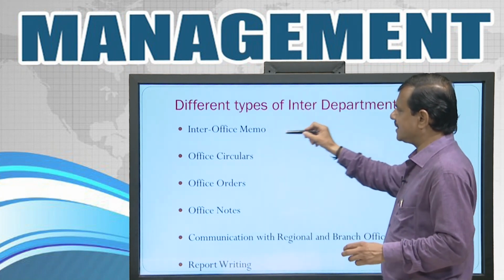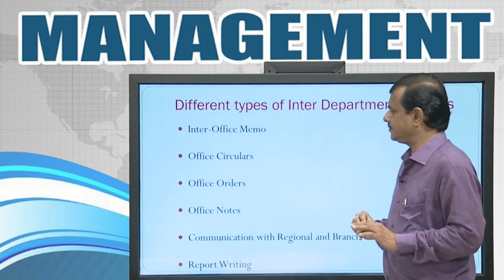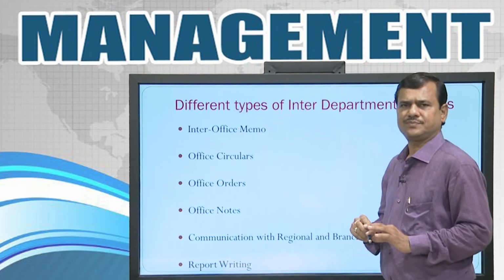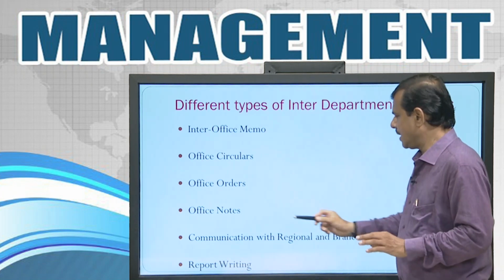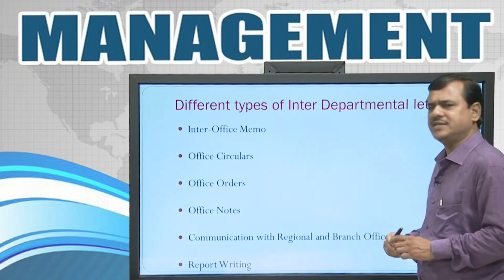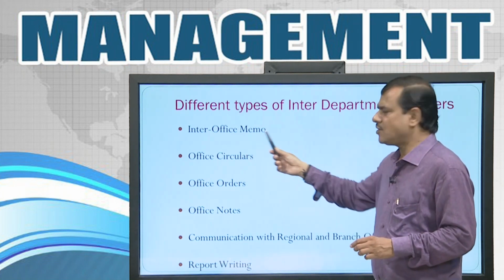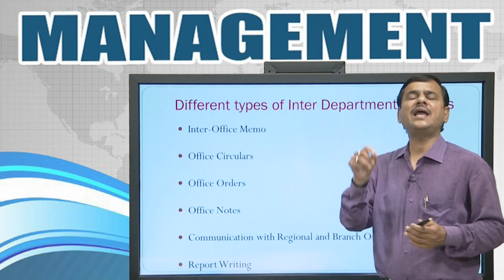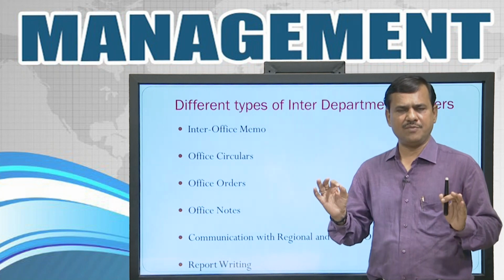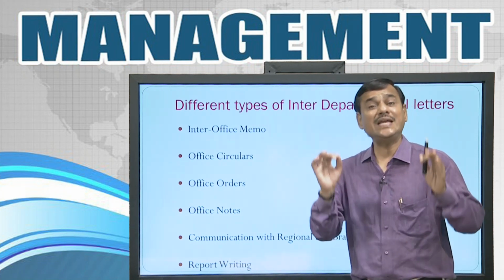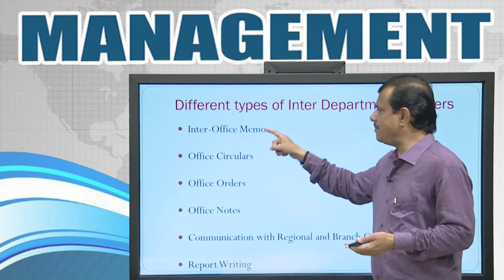Certain examples of interdepartmental communication are interoffice memo, office circulars, office orders, office notes, communication with regional and branch offices, and report writing. Interoffice memo. Memo is an abbreviation of memorandum. When any official information is to be circulated to an individual person for taking some action quickly, an internal memo is used.